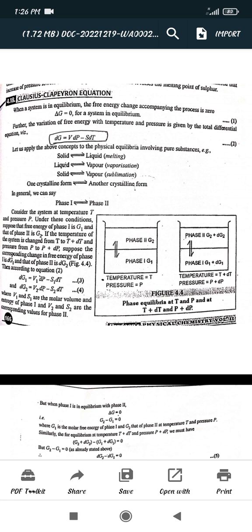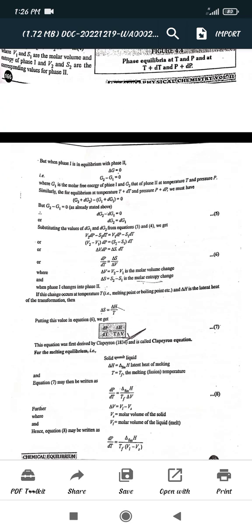2 is dG2. According to equation 2, dG1 is equal to V1 dP minus S1 dT and dG2 is equal to V2 dP minus S2 dT. Here V1 and S1 are the molar volume and the entropy of phase 1, and V2 and S2 are the corresponding values of phase 2.